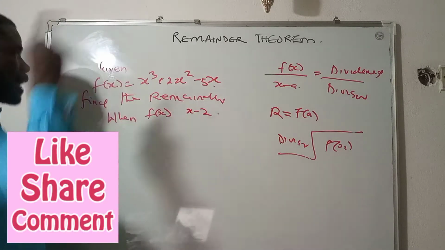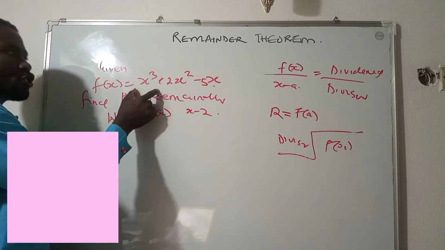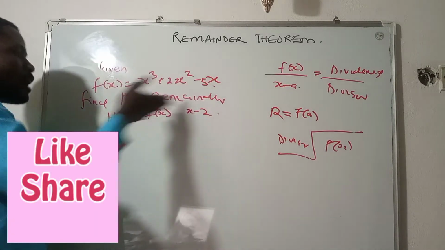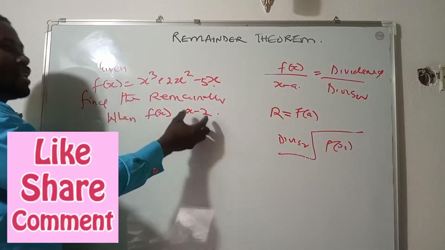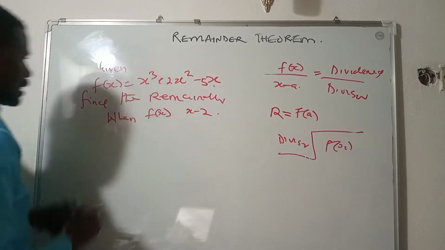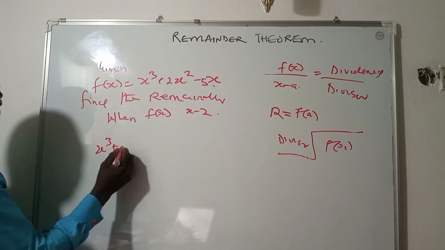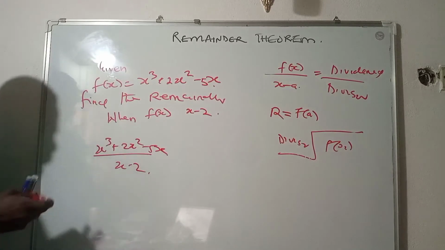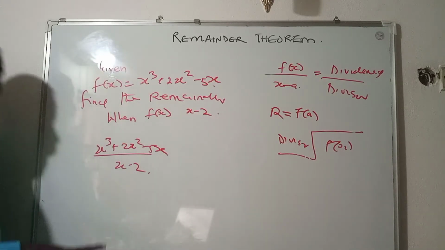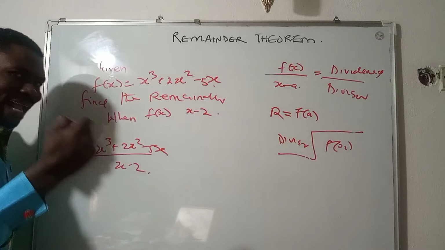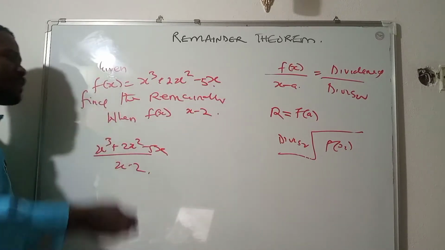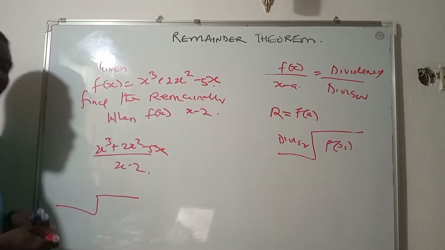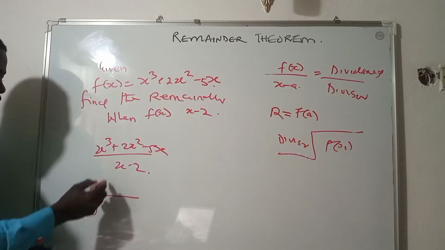Now, this is a question that we have before us. The question is, given that f of x is equal to x cubed plus 2x squared minus 5x, find the remainder when f of x is divided by x minus 2. This is simply x cubed plus 2x squared minus 5x all over x minus 2. We've been asked to find the remainder. Remember, this question does not require us to find a quotient. If the examiner said find the quotient, then we must use the long division method to divide this. And at the end, we're going to have our quotient here.